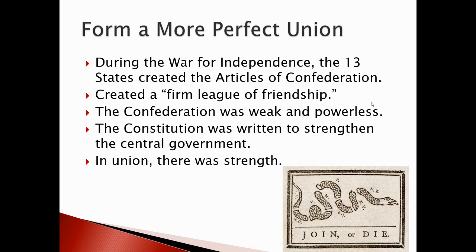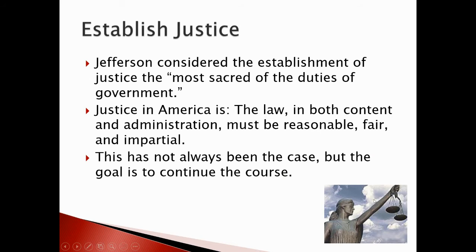If we look down here at the cartoon in the bottom corner, we see Benjamin Franklin's famous political cartoon, Join or Die, which he proposed at a meeting called the Albany Plan of Union, where he suggested in 1754 that the colonies come together in one united front to assist in the French and Indian War. And it didn't take place, but it was the seed that was sown that would later bear fruit in the Constitution.